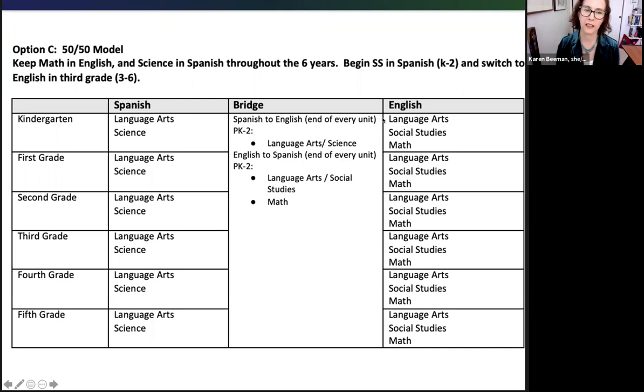Another consideration here is keeping social studies in English K-5. And the reason is most of our social studies life, our civics life especially, is lived in English. And we don't want bilingual teachers spending a lot of time translating materials into Spanish. So instead we keep it in English. And in this example, math is in English.